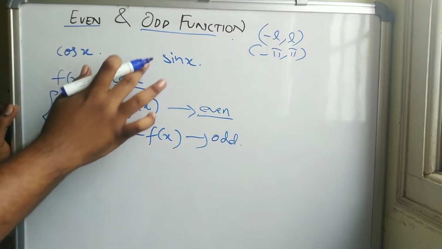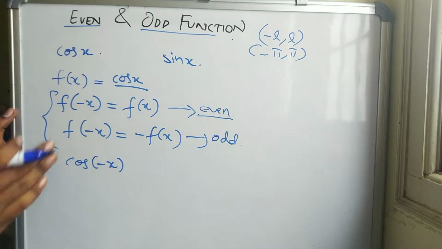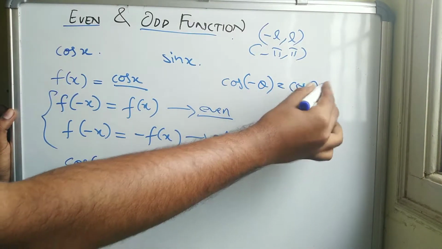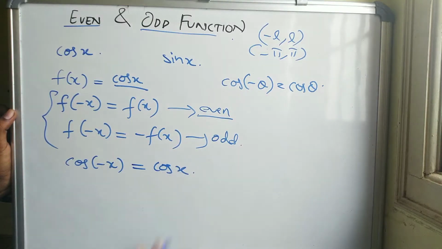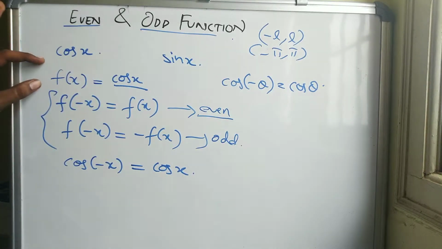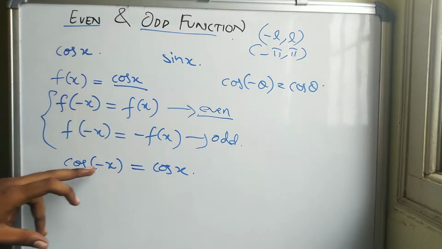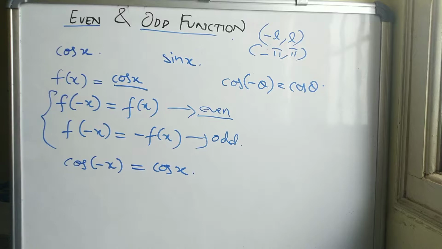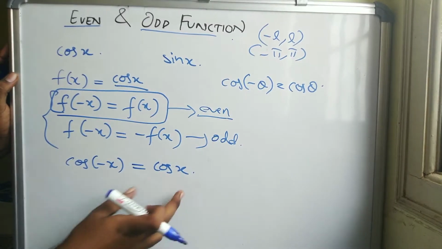Now observe here, I am taking f of x as cos x. If I replace x by minus x, it becomes cos of minus x. We know that cos minus theta is cos theta. This becomes cos x, which is the same as f of x. So f of minus x is cos x, which is f of x. This satisfies the equation for even, so this is an even function.